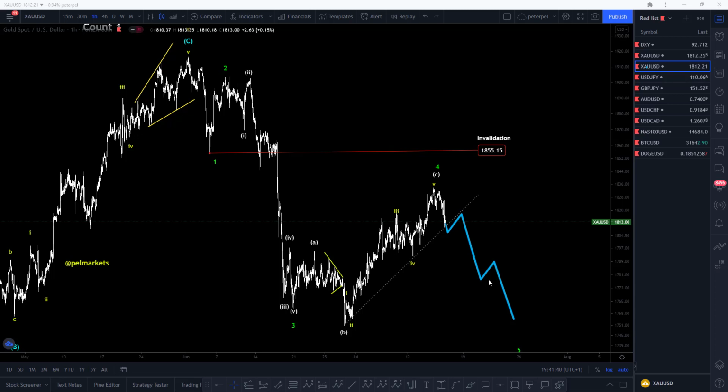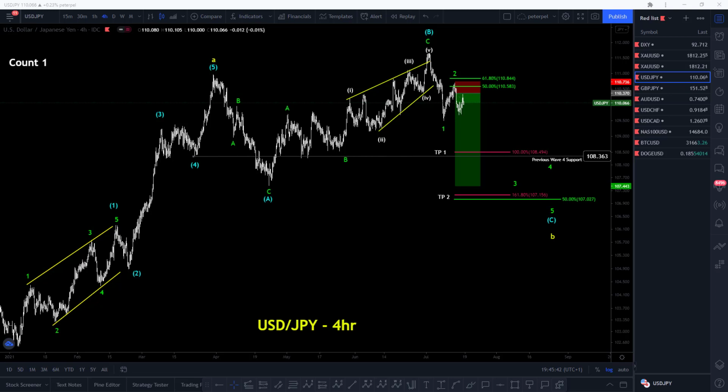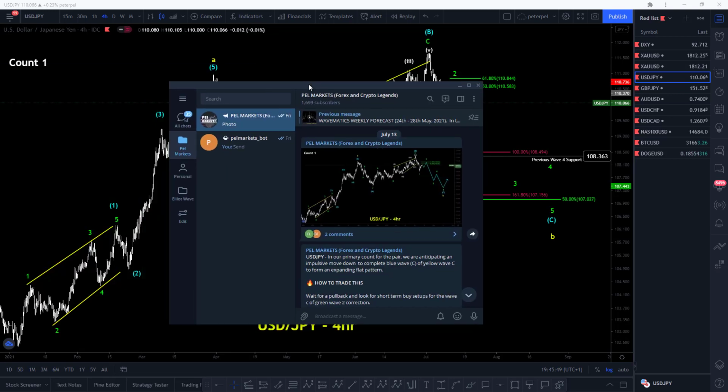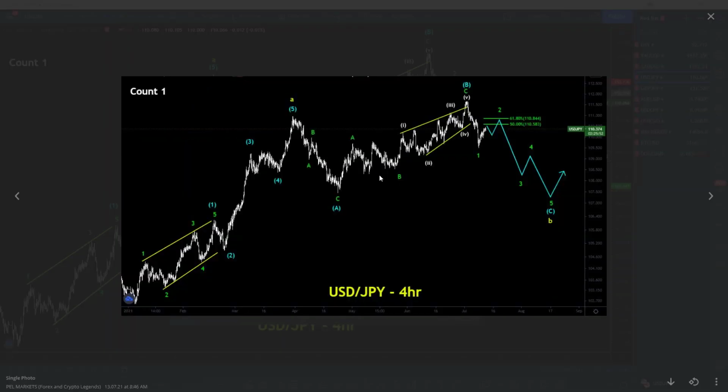The next pair that we'll be looking at will be the USD/JPY. With the USD Japanese yen, if we look at our Telegram channel, on July 13th I posted this: we should start looking for a sell setup within this particular fib zone. Once we get any sharp move down, we should start looking for a sell setup. And this is what happened. So now let's discuss how I came about my take profit zones.